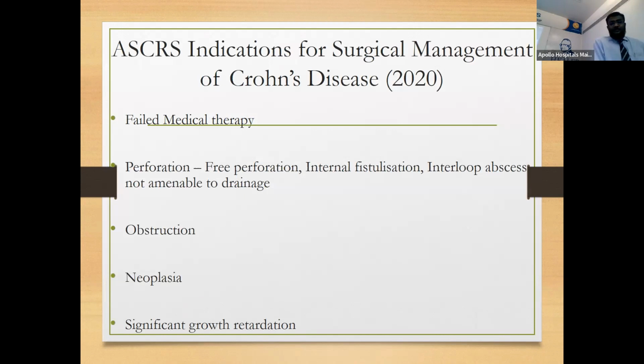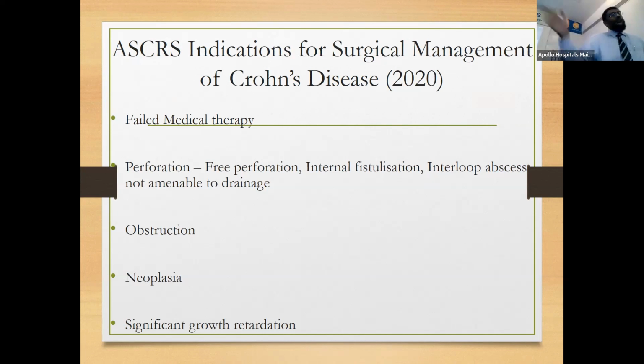Just to summarize, the ones who go for surgery in Crohn's disease are the following. People who have failed medical therapy. They don't necessarily have to come with obstruction. There is a role for surgery even when they are not obstructed, but there are specific criteria as to how you would categorize them as patients who have failed medical therapy.